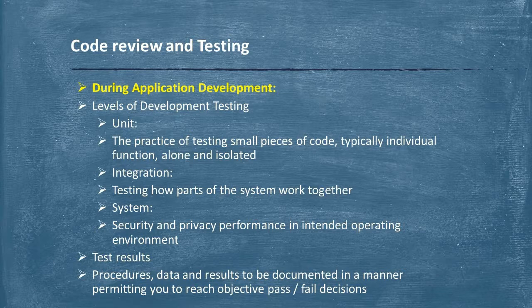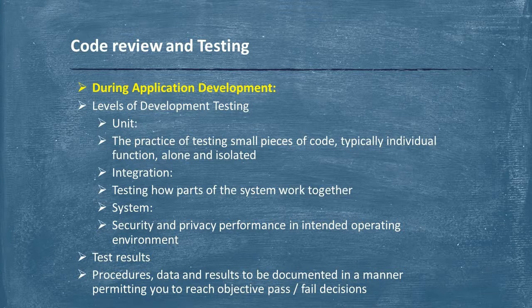During the development stage, different levels of testing happen. The first one is unit testing, the second one is integration testing, the third one is system testing. Unit testing is precisely testing a small piece of code. Integration testing is testing two different modules, how they work when you integrate them. System testing is testing the complete application, ensuring security, privacy and performance are working properly in the intended operating environment.